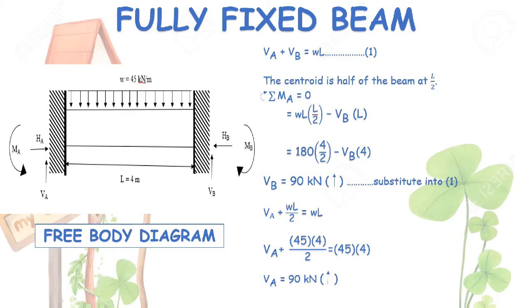To find the value of VA and VB, VA plus VB is equal to WL, which is equation number 1. Assume that the moment at A is equal to 0. Moment at A: WL times the centroid of the beam, L over 2, minus VB times L. And then you will get the value of VB equal to 90 kN. To find the value of VA, substitute the value of VB into equation number 1 and you will get the value of VA equal to 90 kN.